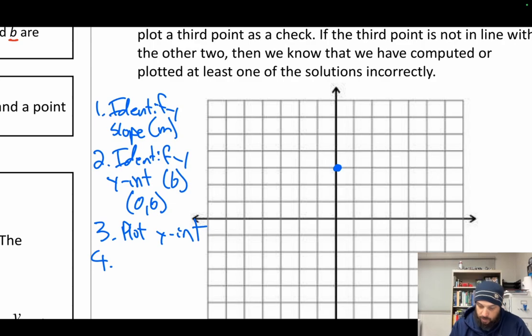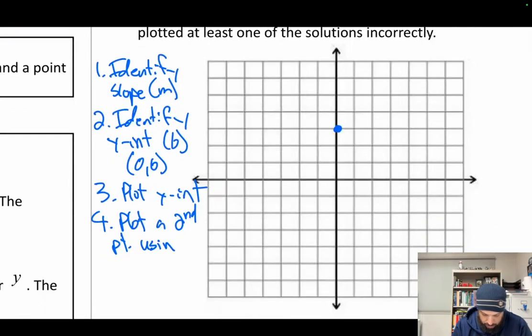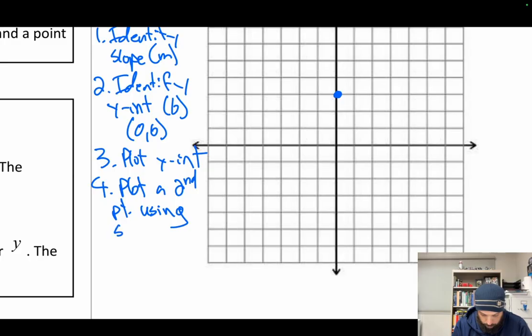Step 4 is we're going to plot a second point now. And we do that by using our slope. And so again, our slope was -2. So rise over run, that means we're going to go down 1, 2, and then we're going to run 1. That gives us our next point. And then we can draw those two at that point.